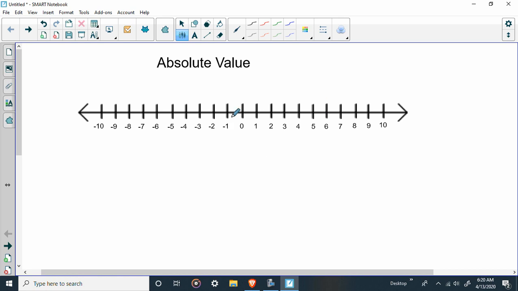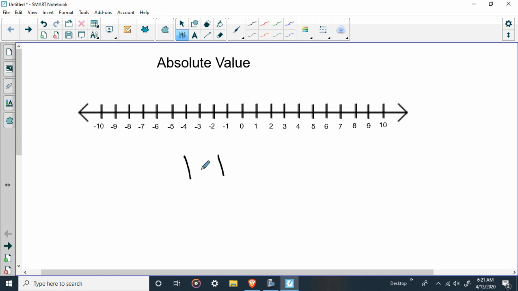Pretty self-explanatory. If I went to 8, what's the absolute value of 8? Well, I went 8 units from 0. What's the absolute value of -4? Well, again, I went 1, 2, 3, 4 spots to get there. Even though it's a negative number, I went 4 spots to get there. What's the absolute value of -8? I went 1, 2, 3, 4, 5, 6, 7, 8 spots to get there. So the absolute value of -8 is +8. The symbol for absolute value is just 2 vertical lines that look like that.